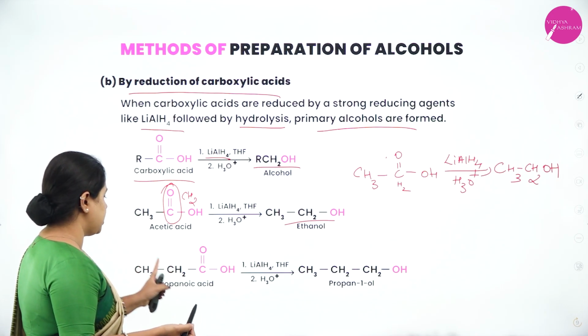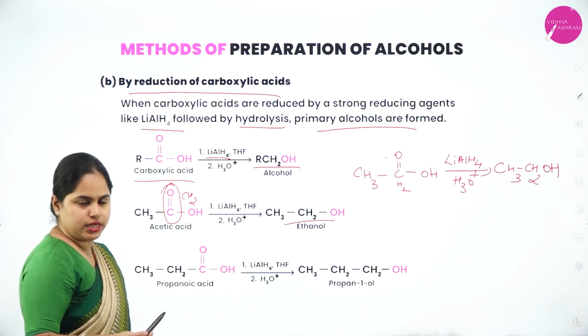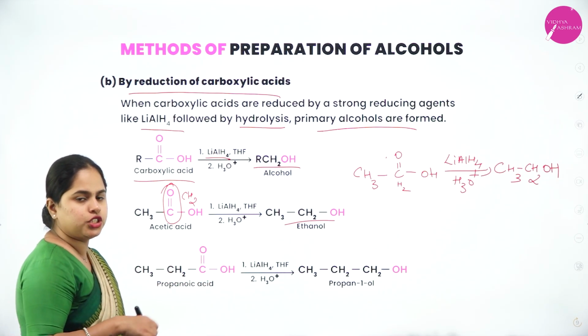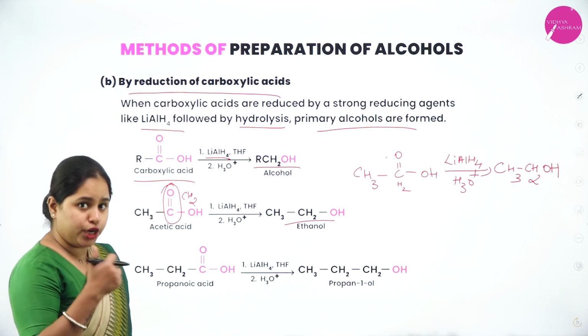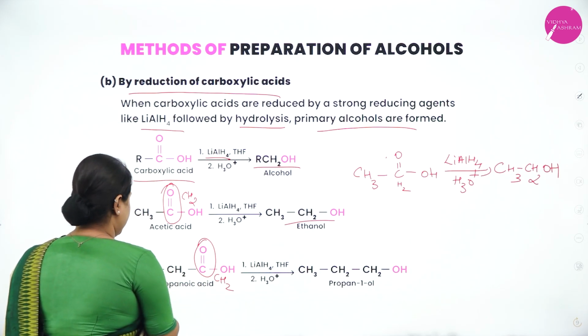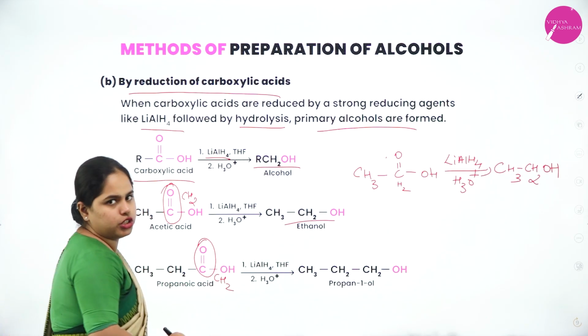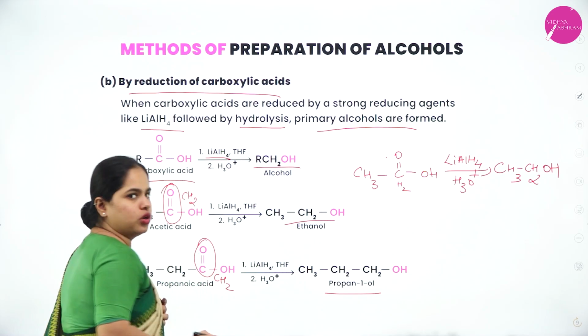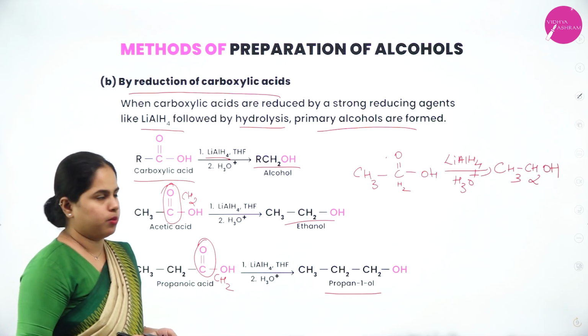Here also CH3CH2COOH is there, which is the carboxylic acid to which we are adding lithium aluminium hydride and reducing it. So what happens? This will become CH2. So what you are going to get? CH3CH2CH2OH. Propan-1-ol will be obtained. I hope it is clear, the reduction of carboxylic acid.